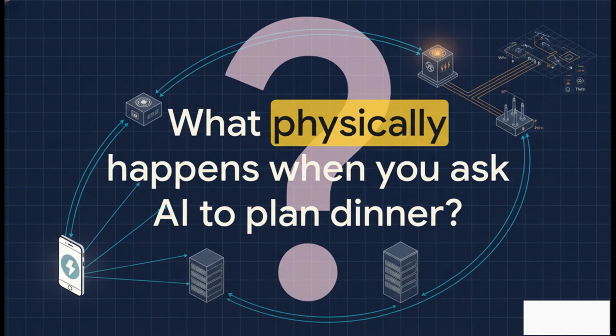Okay, so let's anchor ourselves in physical causality here. Think about a completely everyday action. Say you ask an AI assistant to plan out a dinner menu for the week. It feels like magic, right? But the absolute millisecond you hit send, you are triggering a massive physical chain reaction. You're engaging real silicon, generating real heat, and demanding real electricity. To understand AI's true footprint, we actually have to trace that exact request.